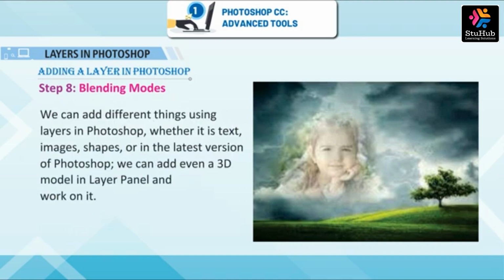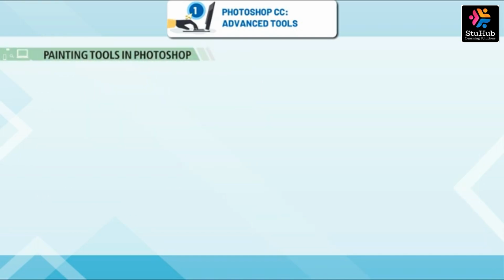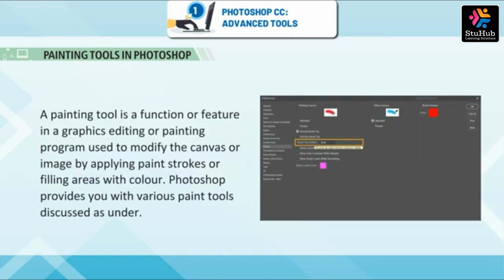We can add different things using layers in Photoshop, whether it is text, images, shapes, or in the latest version of Photoshop, we can add even a 3D model in the layer panel and work. Painting tools in Photoshop. A painting tool is a function or feature in a graphics editing or painting program used to modify the canvas or image by applying paint strokes or filling areas with color.